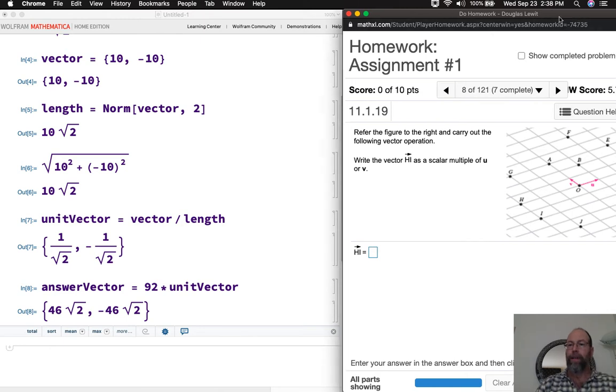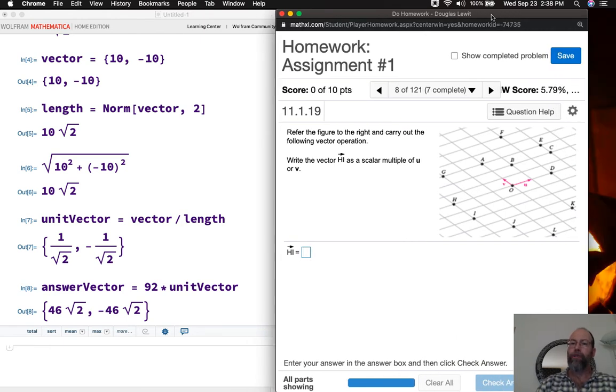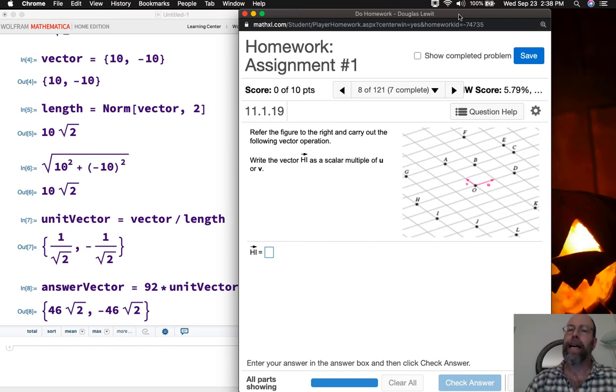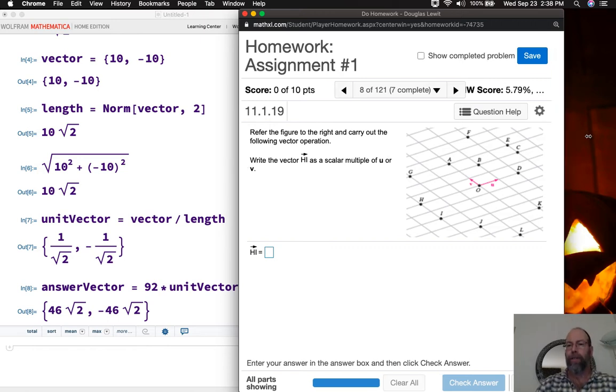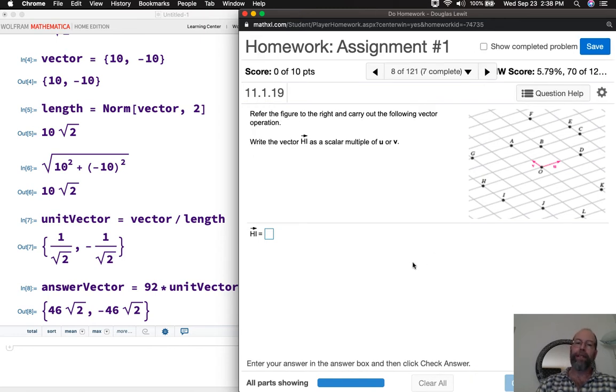Okay, so here's another. The thing I don't like about this question is that you really need a magnifier because I don't really care for the picture too much. But I do actually have a built-in magnifier in my computer. All Mac computers have a built-in magnifier, actually. Refer to the figure to the right and carry out the following vector operation. Write the vector hi as a scalar multiple of u or v. Okay, hold on one second.